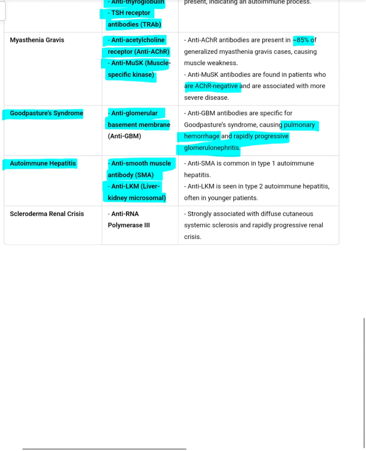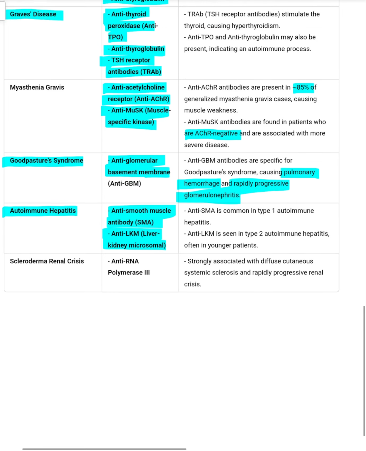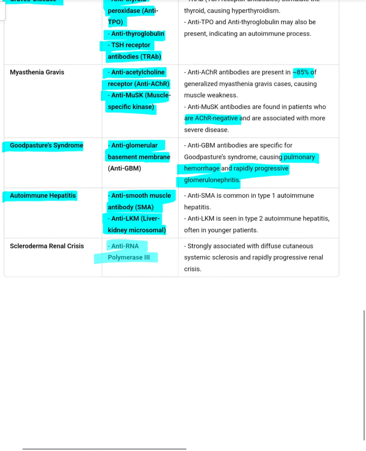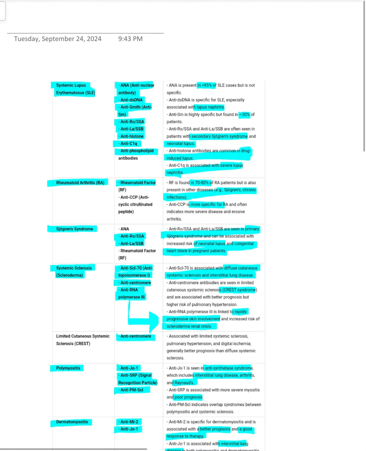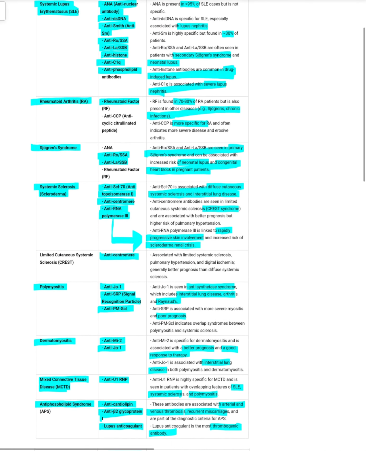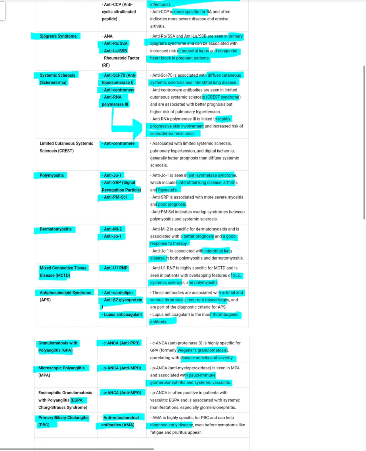Next is scleroderma renal crisis, which we just discussed: anti-RNA polymerase 3. So these are all the antibodies which are commonly discussed or used in rheumatological disorders.